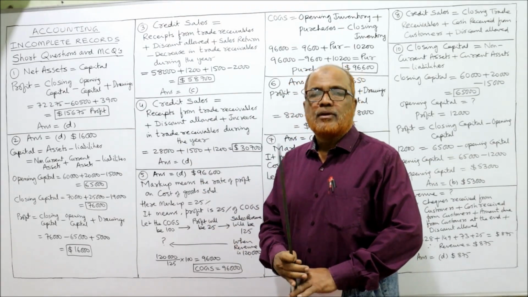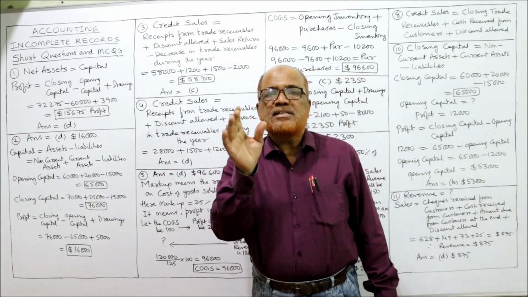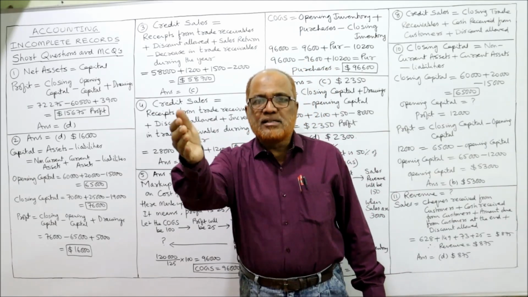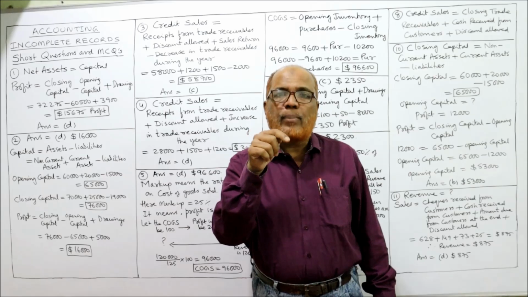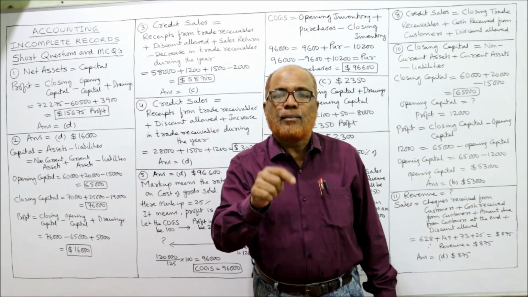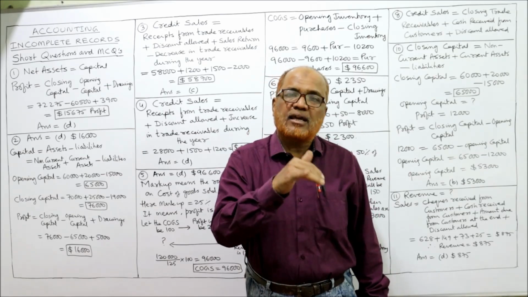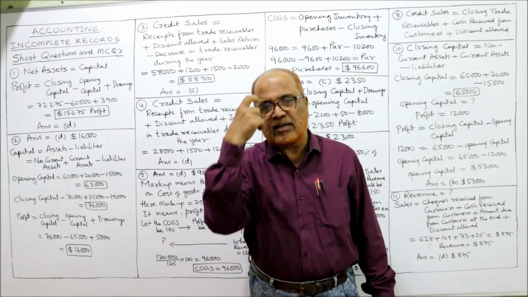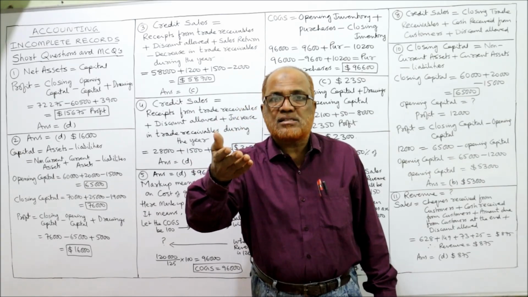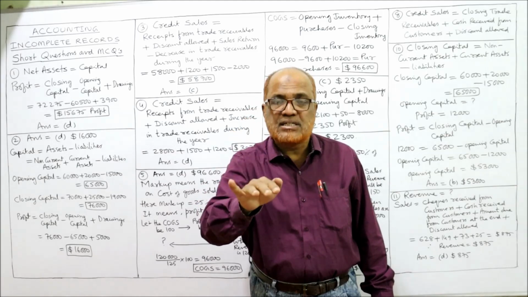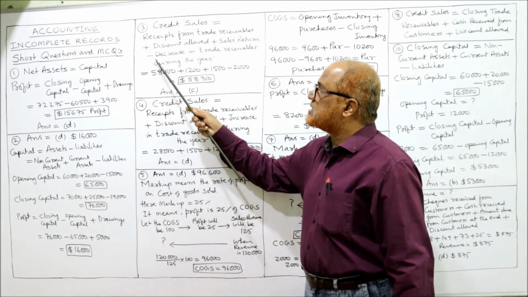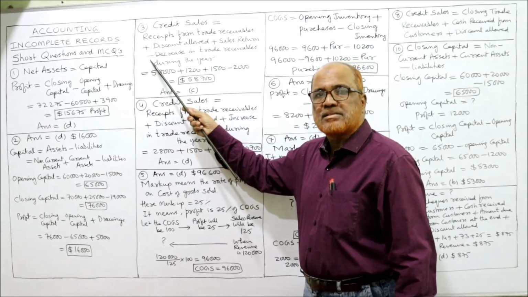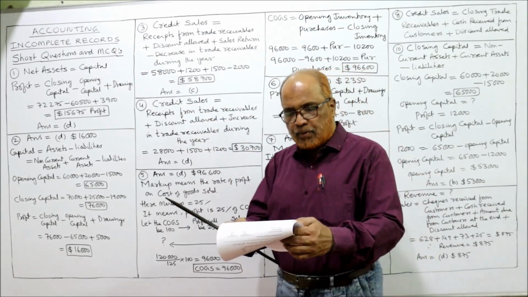$58,700. So again remember, credit sales is equal to receipts from customers plus discount allowed plus sales return minus decrease in trade receivable during the year. If there is increase, we will add. If there is decrease, we subtract. Here decrease is there, that's why we are subtracting. That's it. Next one, fourth problem.